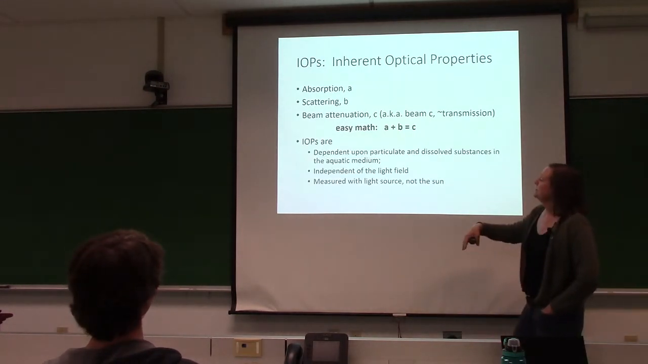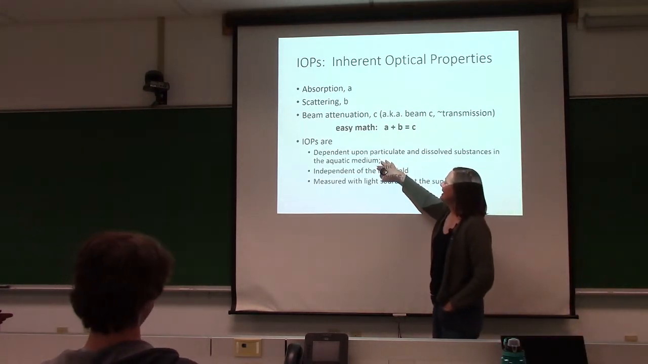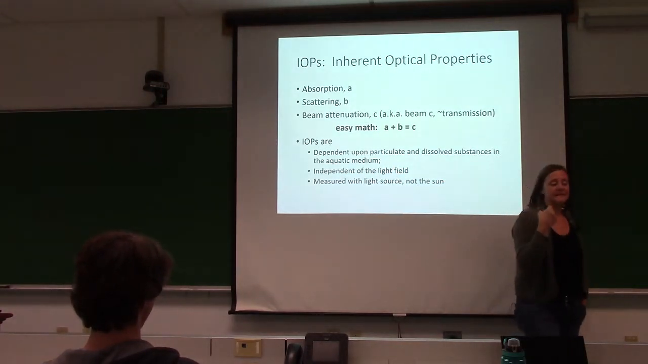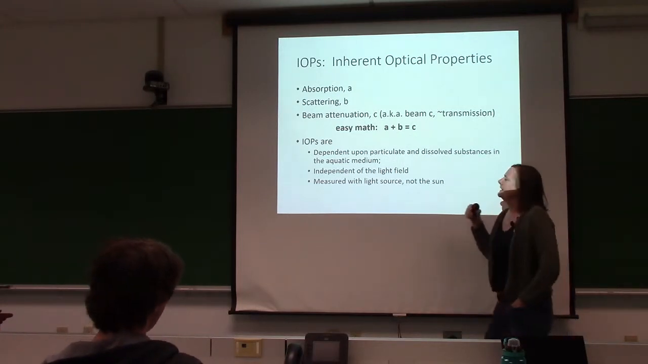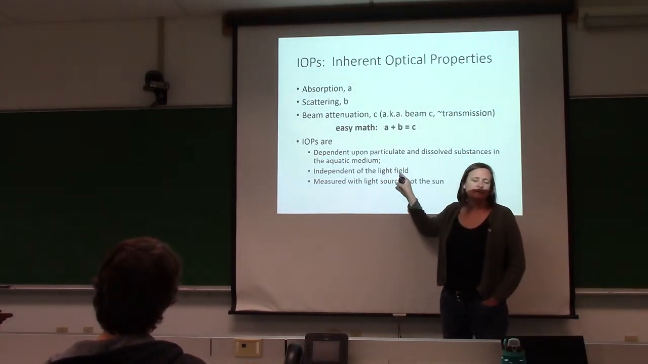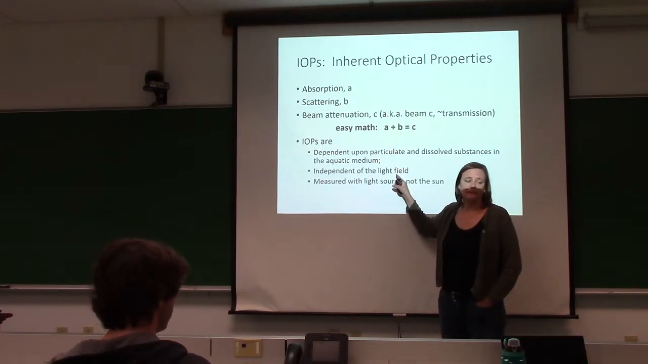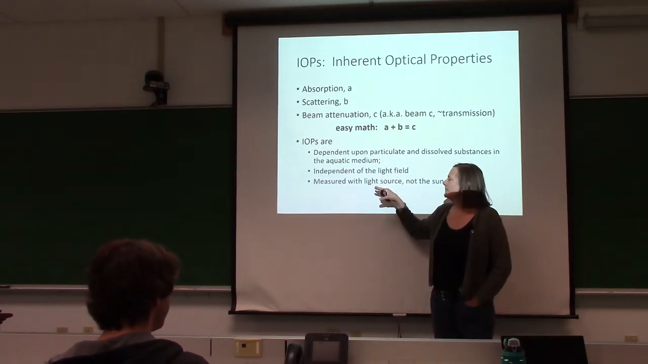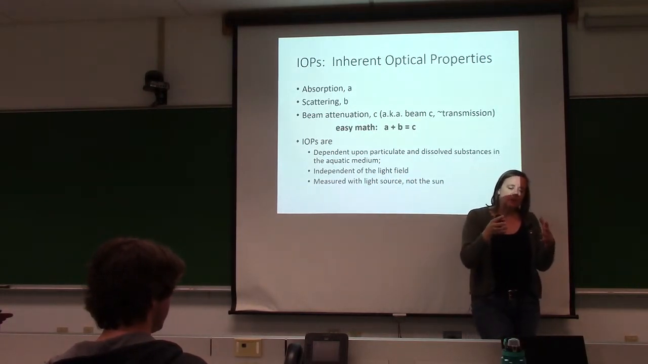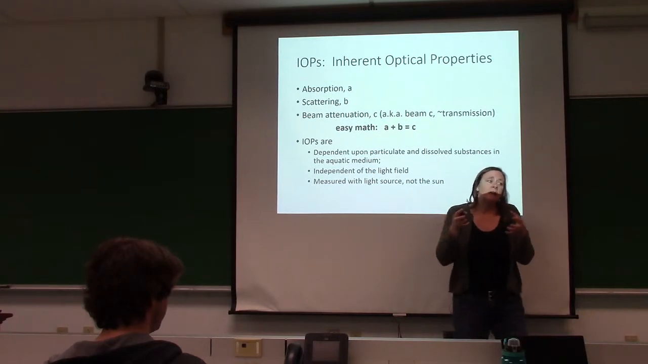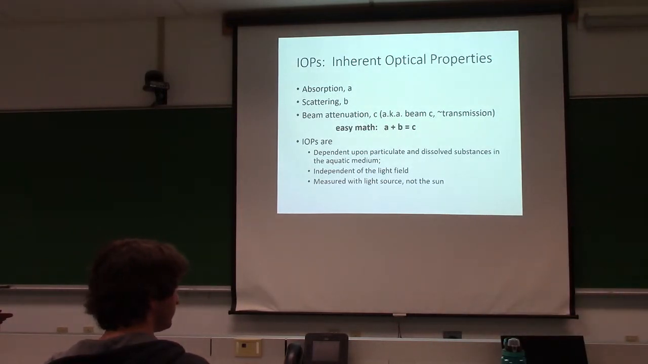Okay, so these properties, absorption and scattering and attenuation, are dependent upon the stuff in the ocean, the particles, the dissolved substances. They're independent of the light field. And when we talk about light field, we mean the solar light field. And that's because they are inherent properties of the water that you can measure. If you take that water and you bring it into the lab, you can still measure its properties because we measure them with a light source. The sun is not our source. And so that's why we mean inherent properties.